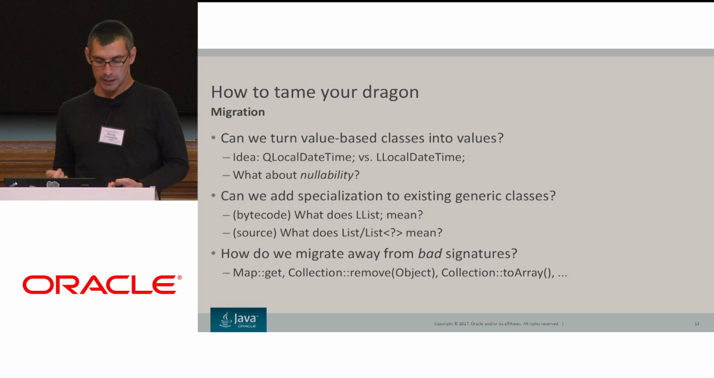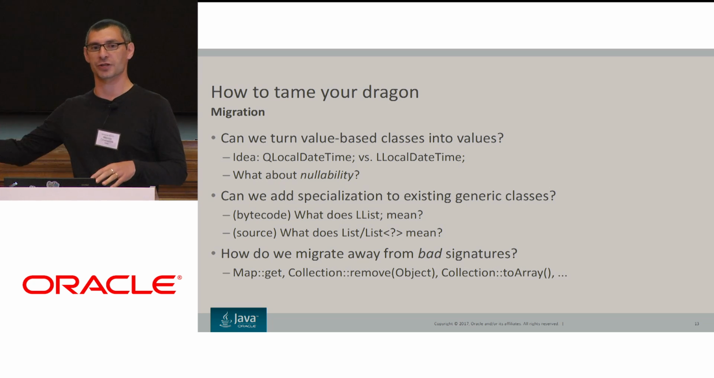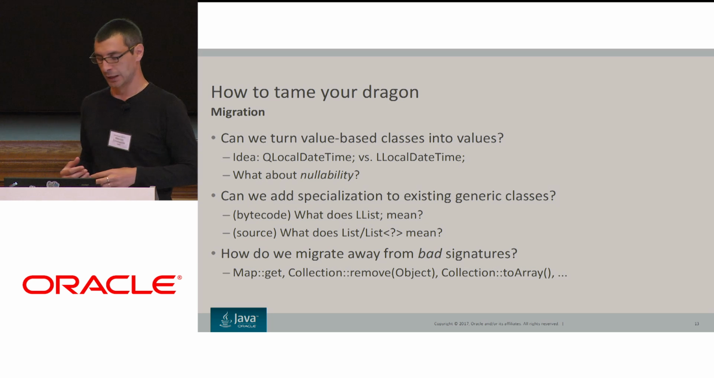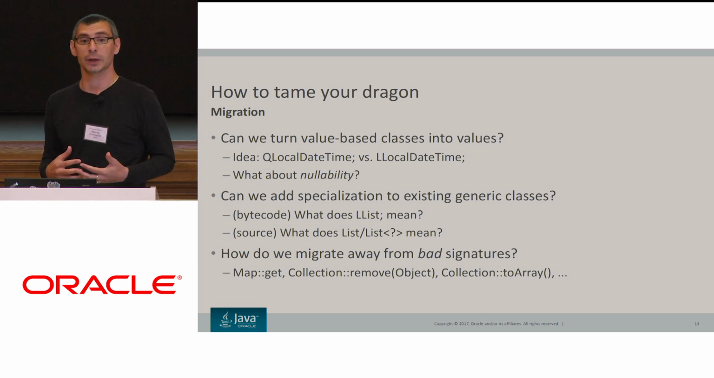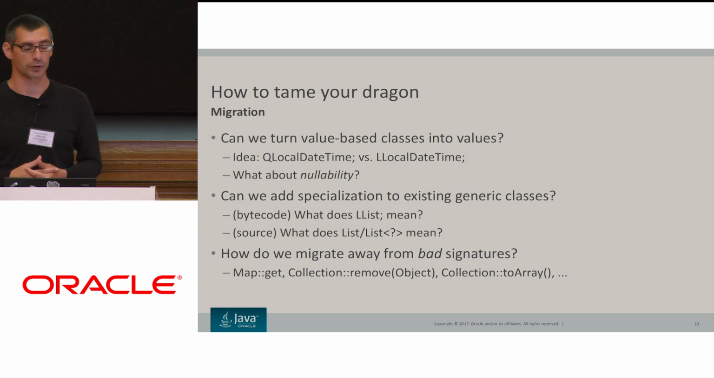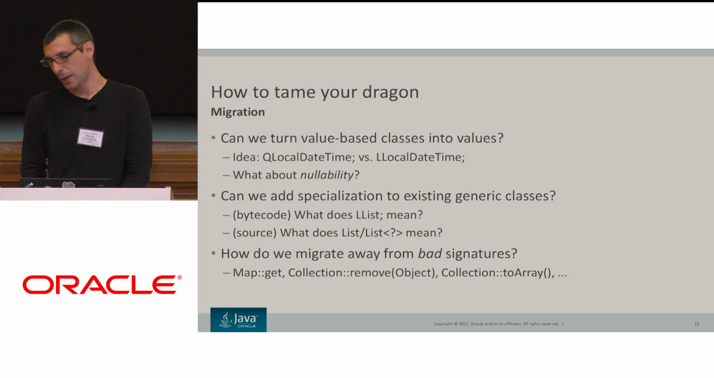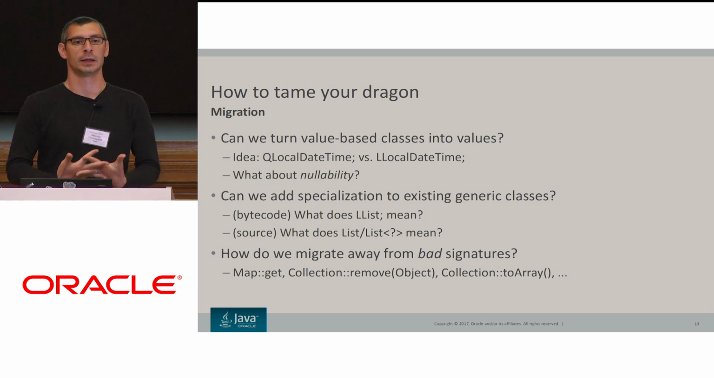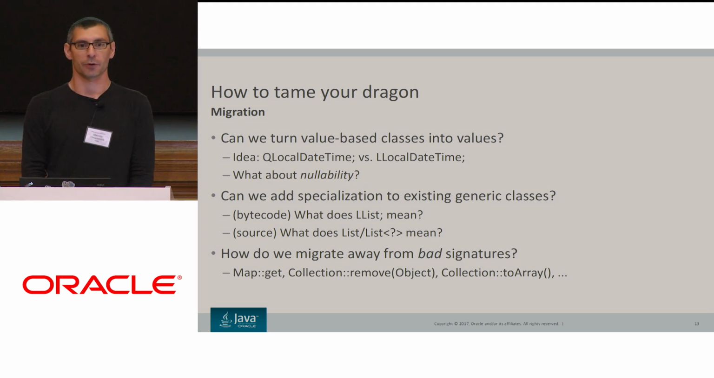And at the same time, at the source code level, if you have a raw list or a list of question mark, what does it mean? Does it mean that if I recompile it, it will change semantics? That would be bad. And APIs are going to be problematic too, because if you look inside collections, there are a lot of methods that basically rely on the assumption that those collections are working on objects. So the primary example for this is Map.get, which basically assumes that you can return a null if there's no mapping for your key. Now, if your map is storing values, no null.